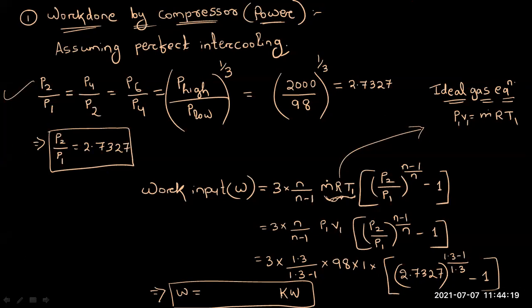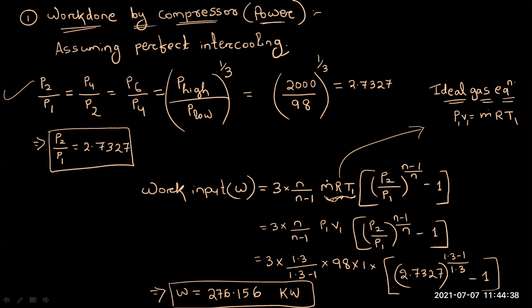Solve this value and tell me the answer. So 276.156. We are getting the work done as 276.156. This is the work input, or work done by the compressor. If you have any doubt regarding this one, you ask me.